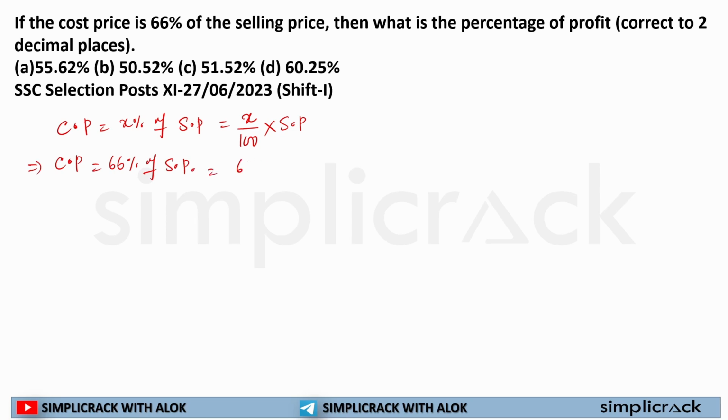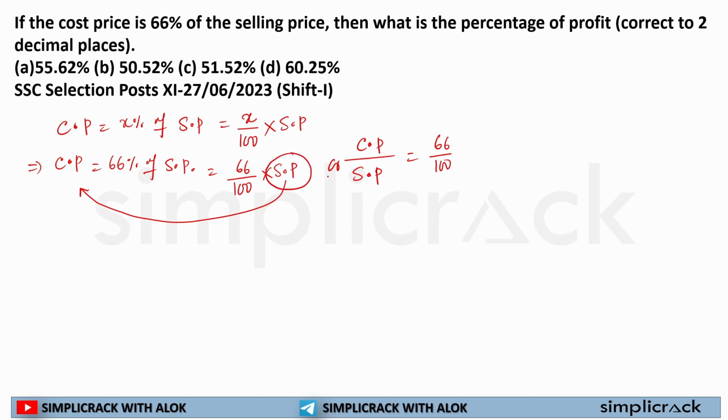So how can I write it? 66 by 100 into selling price. Or if I take selling price to this side, I can write cost price divided by selling price is equal to 66 by 100. Here it was multiplied; on the left side it will be divided. So this is a fraction. In this fraction, on the top it is cost price, on the bottom it is sales price. So on this side as well, the numerator will be cost price and the denominator will be sales price.